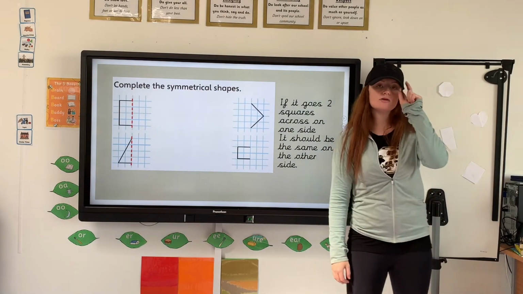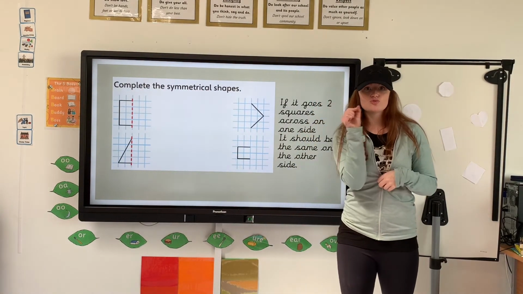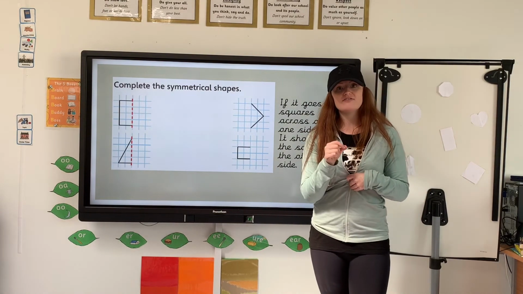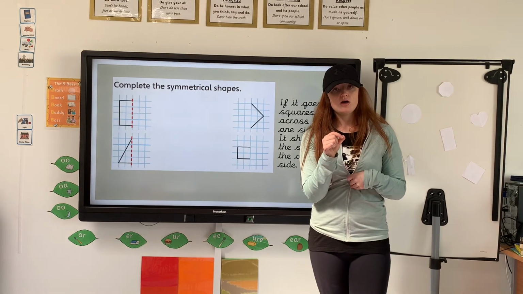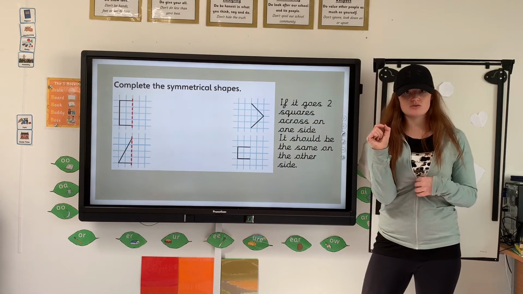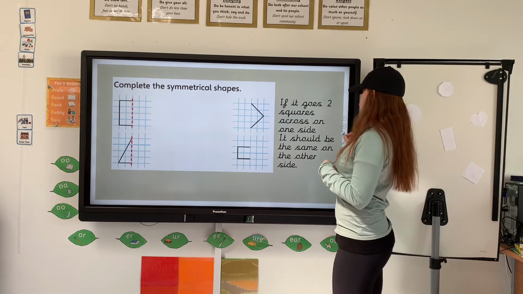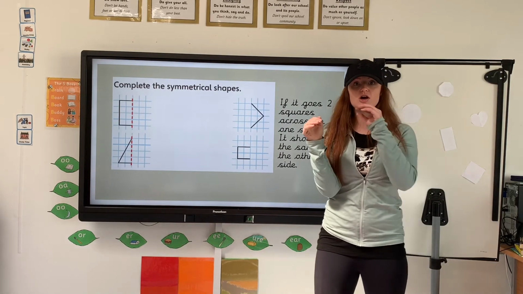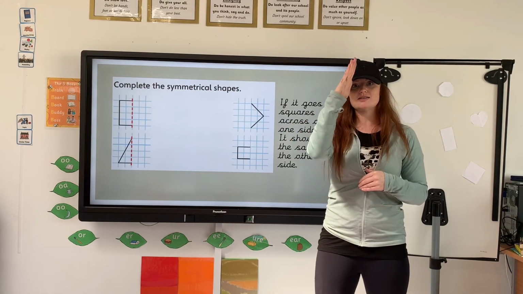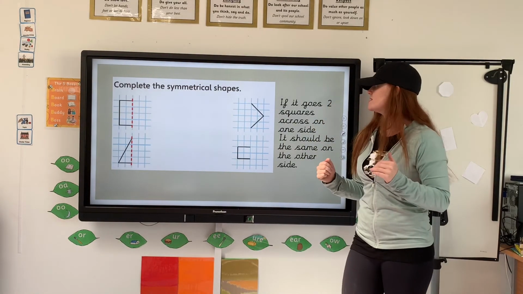And then you're going to have some that look like this as well. Now these are the hard ones. This is where it's asking you to draw in the other half of the shape. Now remember, the other half is exactly the same. So the best way to remember it is to actually count the squares on this one. So if it goes 2 squares across on one side, it's got to go 2 squares across on the other side, exactly the same. If it goes 2 squares diagonal on one side, it's got to go 2 squares diagonal on the other side. And that's the best way to work it out.